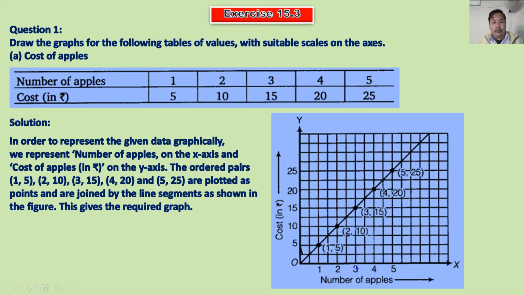Then again, 3 and 15, from 3, then 15 here, isn't it? And then next is 4 and 20. So the 4, 20 coordinate will be here, and another 5, 25 coordinate will be here. After you get this, you join the points. You join all the points that represent the coordinates of x and y here, and you will find that the line is passing through the origin. Okay, clear like this.